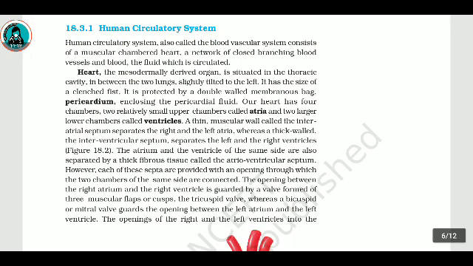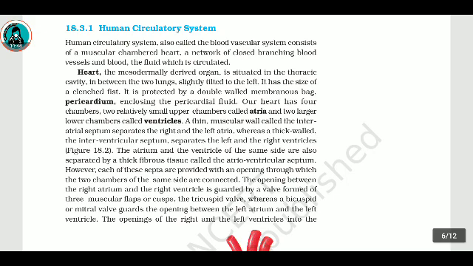18.3.1 Human circulatory system. The human circulatory system, also called the blood vascular system, consists of a muscular chambered heart, a network of closed branching blood vessels and blood, the fluid which is circulated. The heart, a mesodermally derived organ, is situated in the thoracic cavity in between the two lungs, slightly tilted to the left. It has the size of a clenched fist. It is protected by a double-walled membranous bag, the pericardium, enclosing the pericardial fluid.